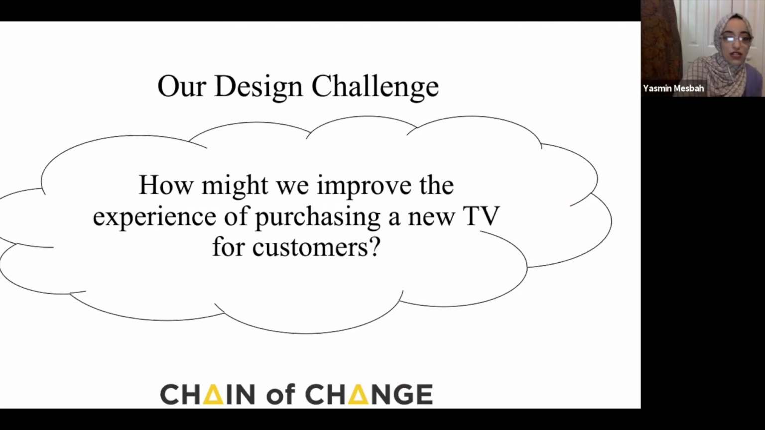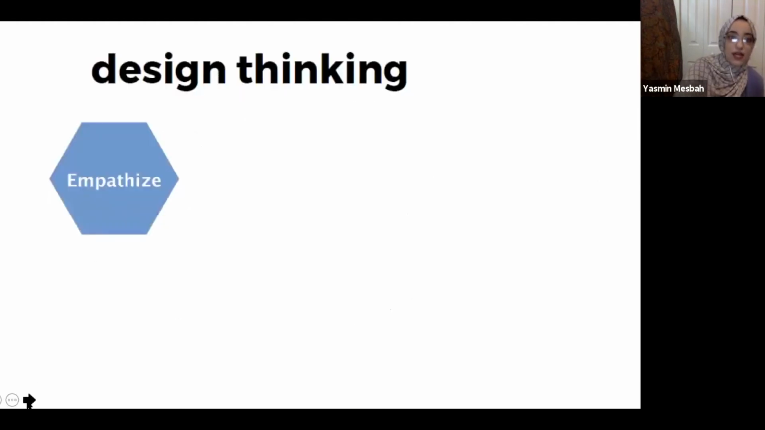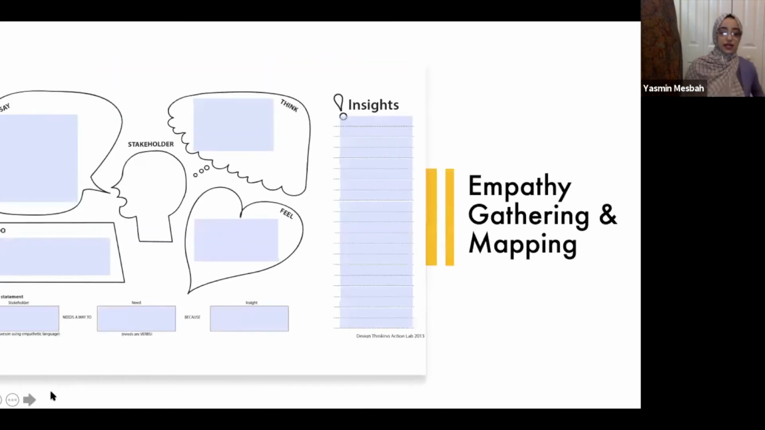So we are limited on time, so we won't have time to go through the entire 5 steps, but what we will display or demonstrate is the empathy process. So what we're going to do is, when you're gathering empathy, one of the tools that you can use is this thing called empathy mapping. And basically you interview your customer, your end user, you prepare some interview questions for them around the problem that you're trying to solve.